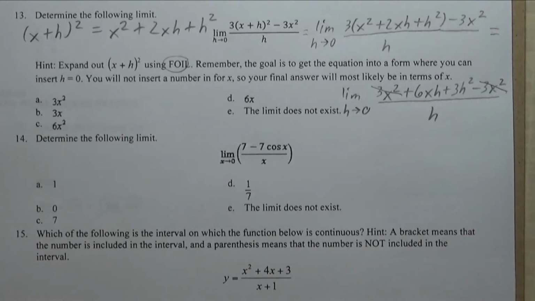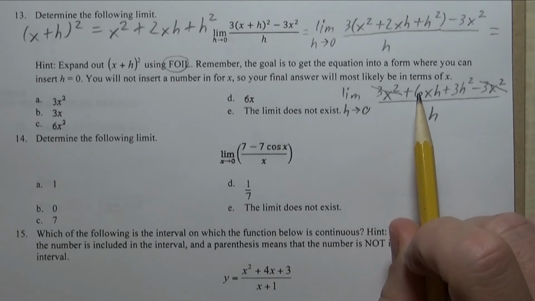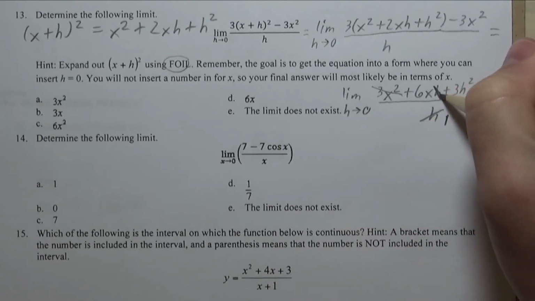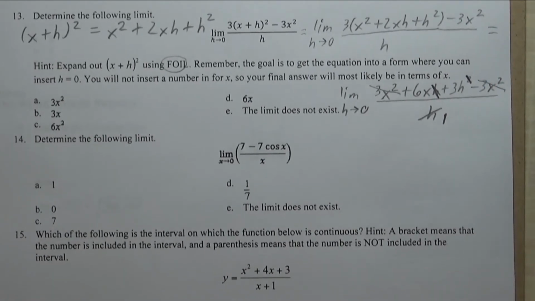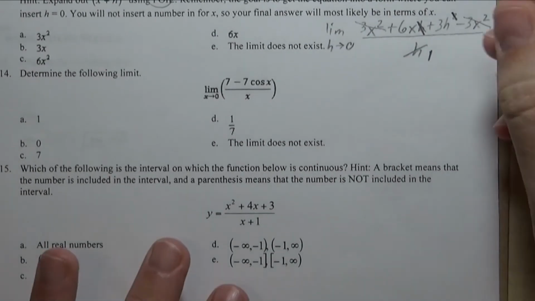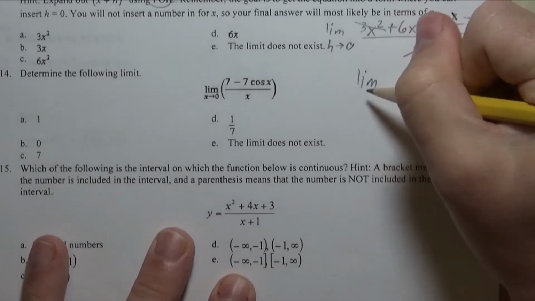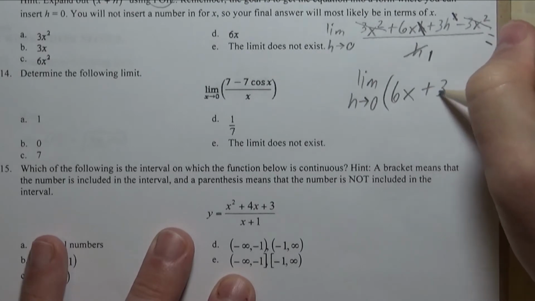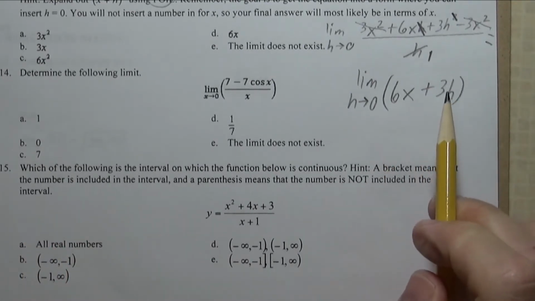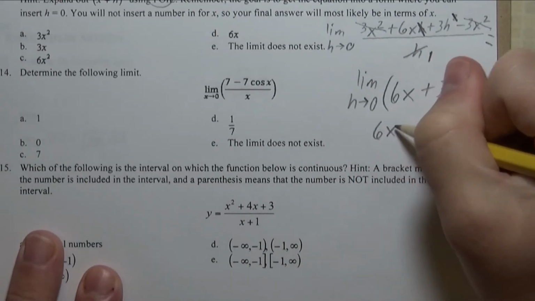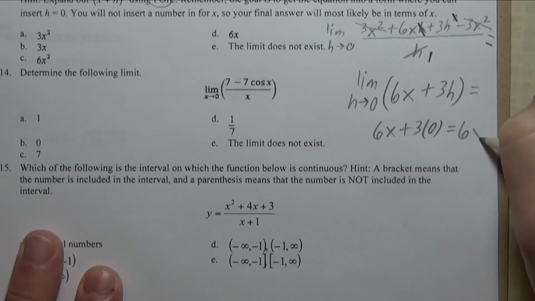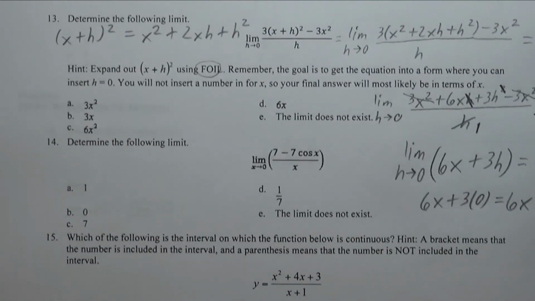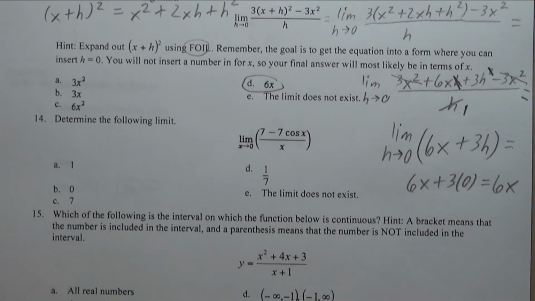We have a new function. 1, 2, 3 terms. What do they all share? This becomes 1, this goes away, and this goes away. What I just did is I changed this into a new function, 6x plus 3h. Awesome. This no longer has a domain violation when h is equal to 0. And what's weird about this is that the answer is in terms of x, because it is. Done. Awesome.